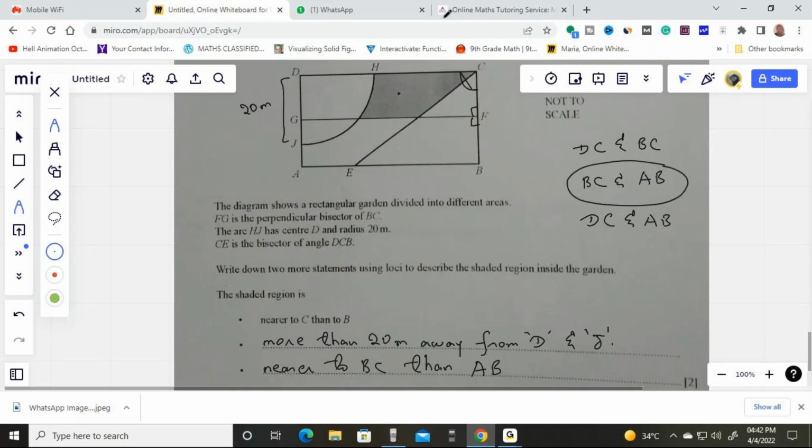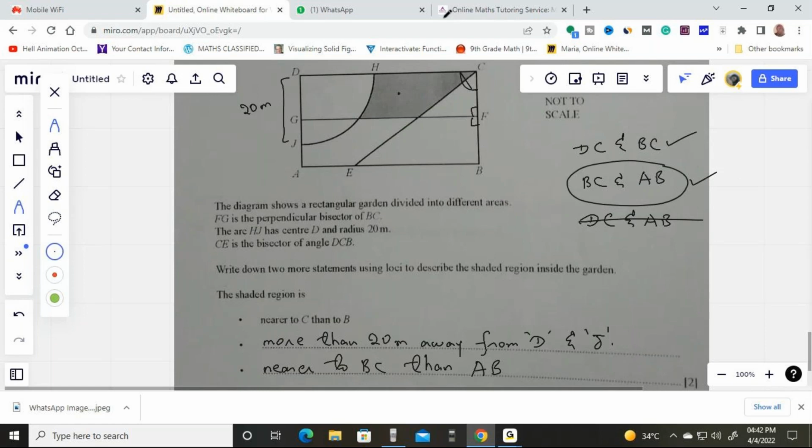So it's better not to use this combination. It is going to distract. Better use those lines which are perpendicular to each other instead of parallel lines. DC and AB are parallel lines. So either use DC and BC or use BC and AB. Are you getting it?